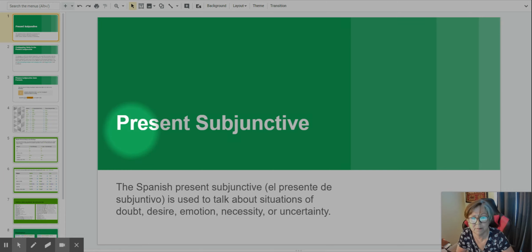Aquí tenemos el tema de present subjunctive. Present subjunctive is the present tense of the subjunctive mood, and it's used to talk about situations of doubt, desire, emotions, necessity, or uncertainty.